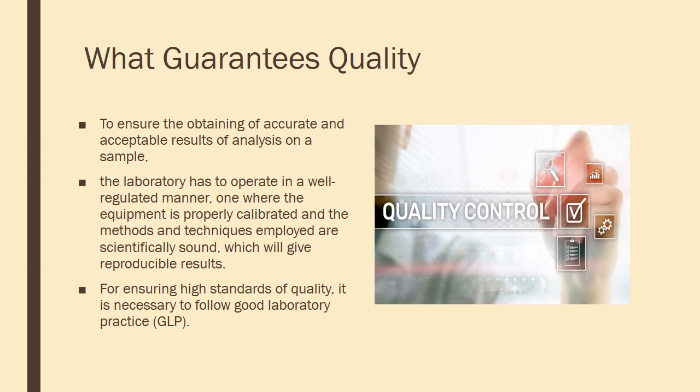Now, what are the things that guarantee quality when we talk about quality control in analytical laboratories? It has to do with ensuring that one obtains accurate and acceptable results of analysis on a sample. You need to be very sure that the results you are getting are accurate and acceptable. What we mean by acceptable is that in any part of the world where this same analysis is carried out, the same result will be gotten. So it is general, and because it follows the same procedure, the same result should be gotten.